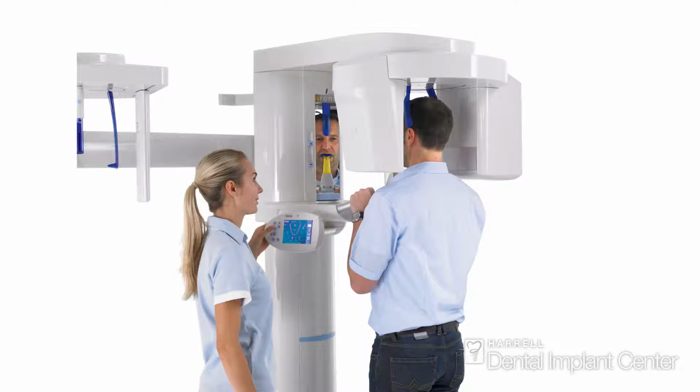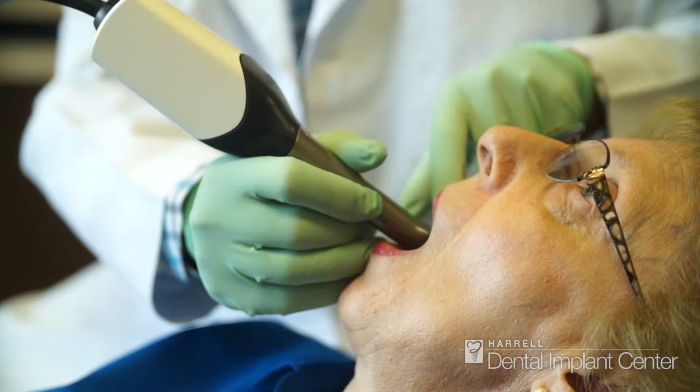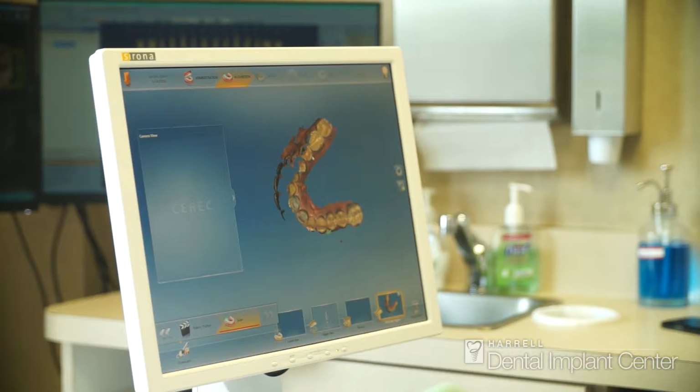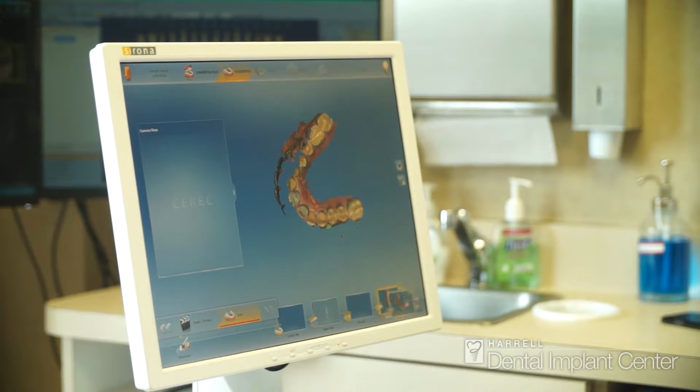So we use a process that combines our 3D cone beam scan. We also use our CEREC OmniCam system, and then we can merge the data from both of those technologies to create what's called a surgical guide. And this is a really marvelous little piece of equipment.